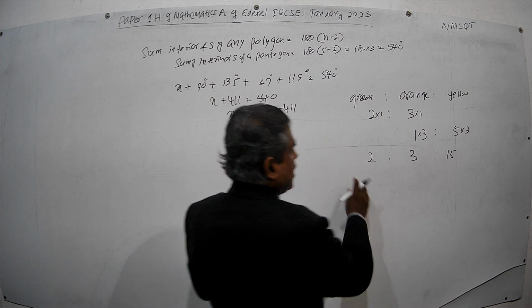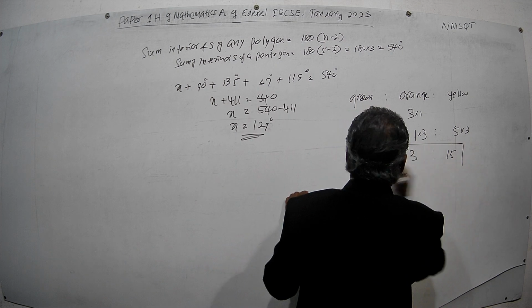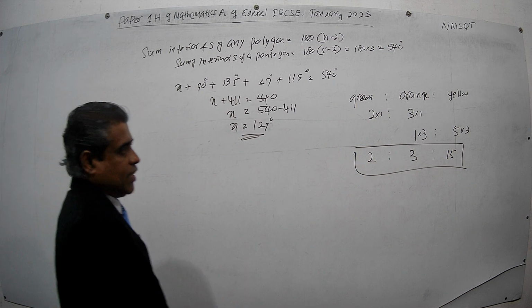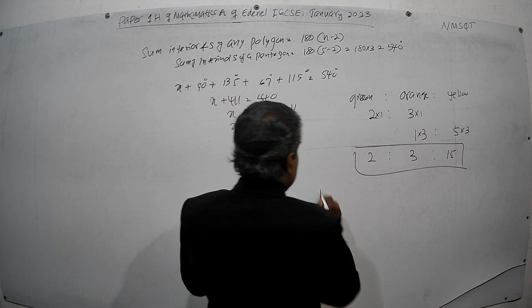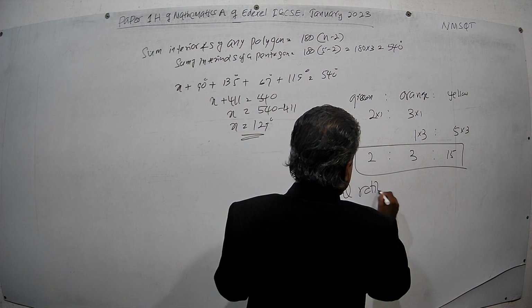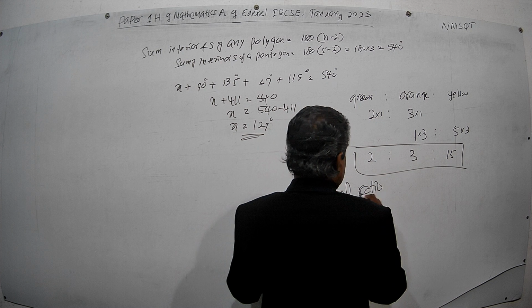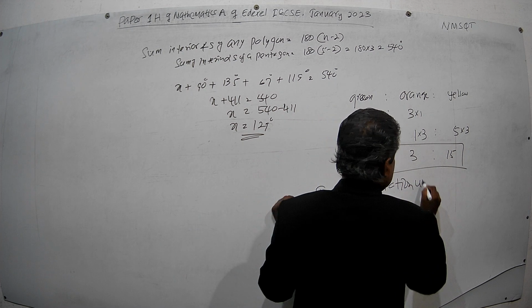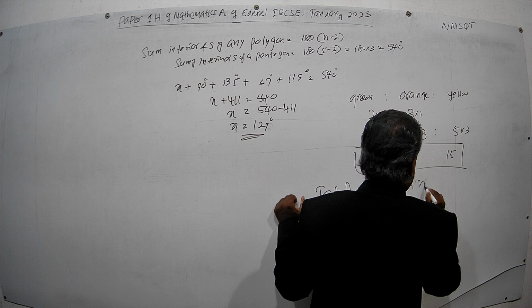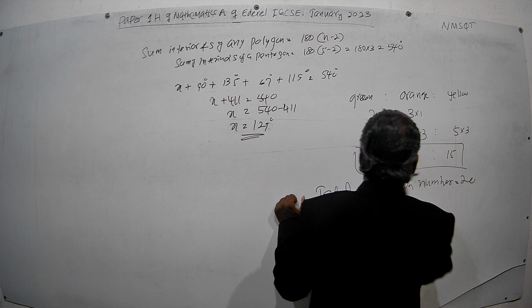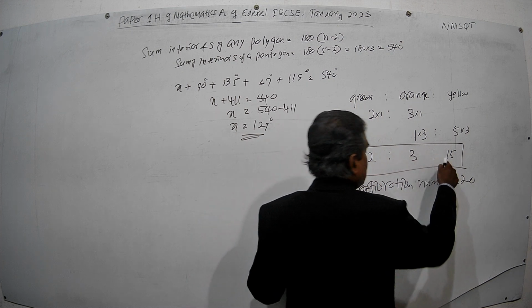This is the common ratio that we can use for finding the number of green seats. Now the total of the ratio numbers, how much? 2, 3, 15, that is 20.